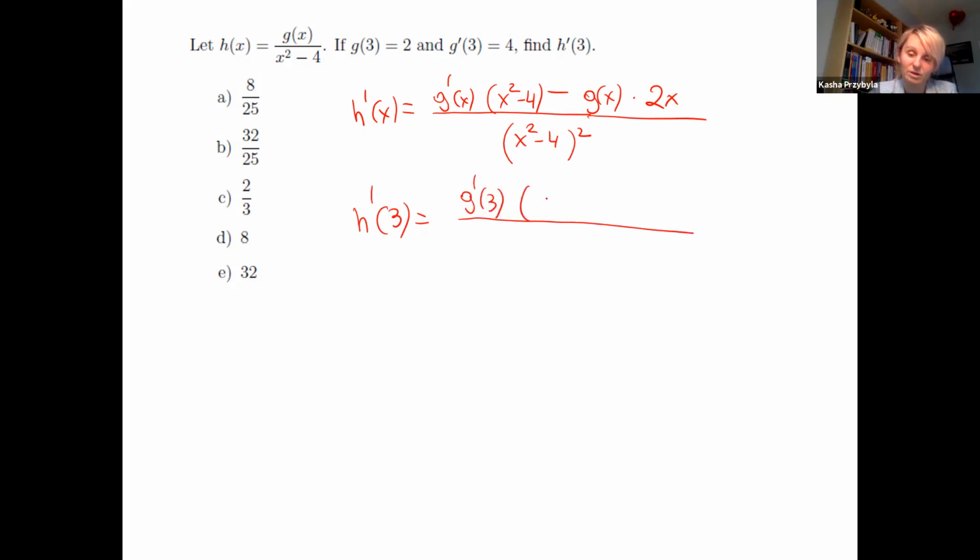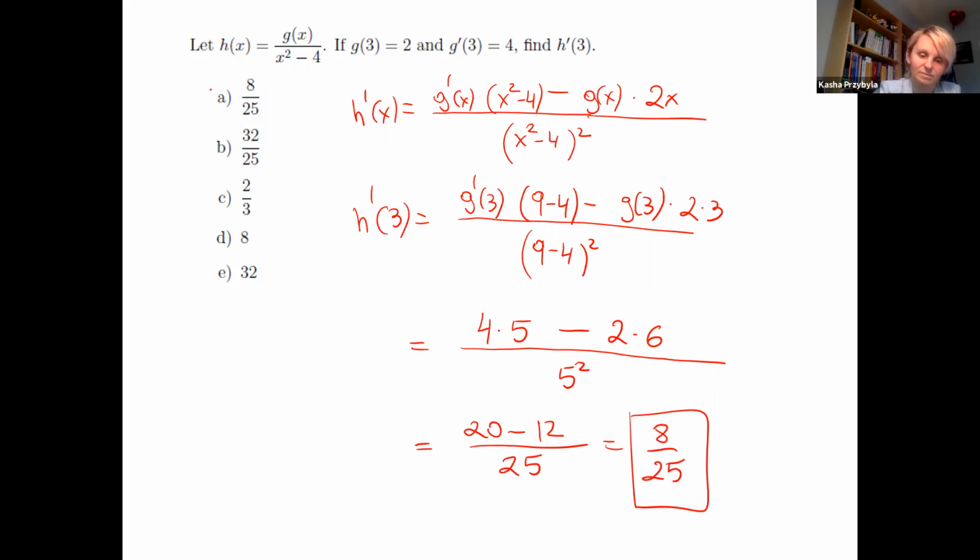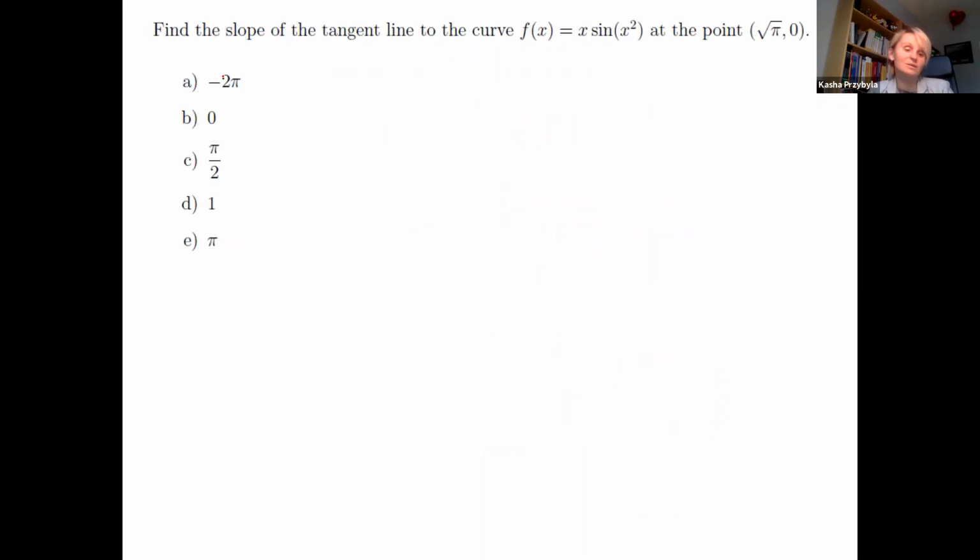g prime at 3 times 9 minus 4, minus g at 3 times 2 times 3, over 9 minus 4 squared. And now it's just arithmetic. g prime at 3 is 4 times 5, minus 2 times 6, over 5 squared. Okay, 20 minus 12 over 25. Nice number. But the first step is important.